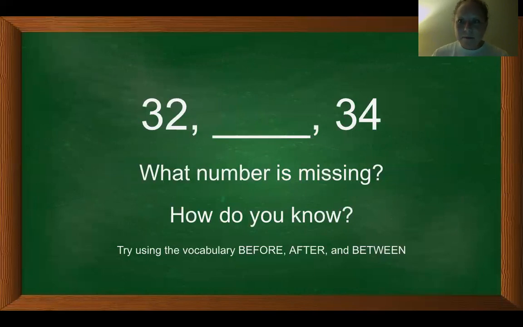What number is missing? Say the numbers with me. 32, blank, 34. How do you know what number is missing? Try using the vocabulary before, after, and between. Turn and talk to someone close to you.